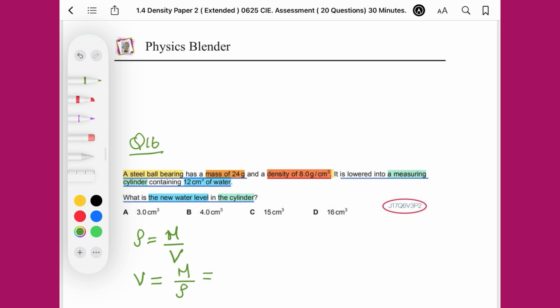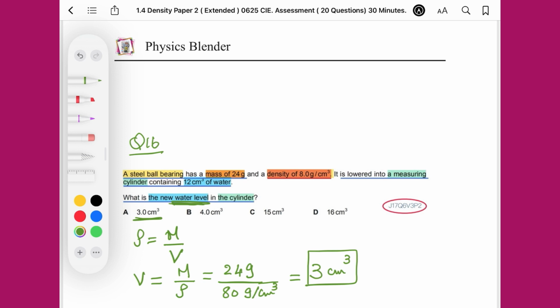What is the value of mass? The mass of the steel ball bearing is 24 grams. And density here is 80 gram per cubic centimeter. Check that you have consistent units. The answer will be 3 cubic centimeter. This is not the answer. Please take care. It's written here, but this is not your final answer. You are trying to calculate the new reading, not the volume of the ball, the new water level.